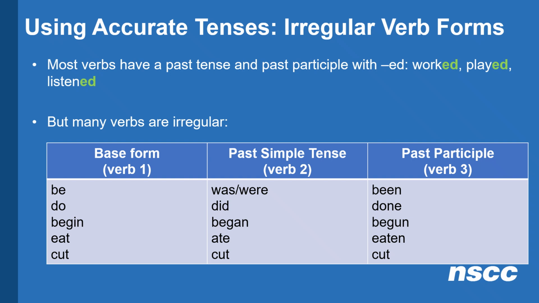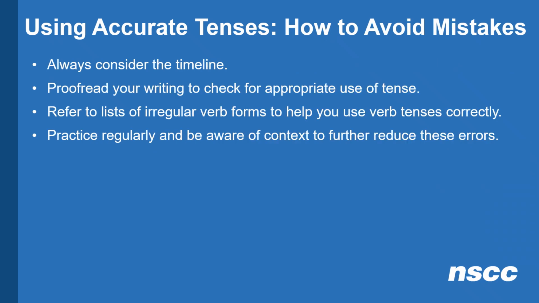Some other examples are begin, began, begun, eat, ate, eaten, cut, cut, cut. These are just a few examples of irregular verbs. Here are some tips for how to avoid mistakes with tenses. Always consider the timeline. Proofread your writing to check for appropriate use of tense. Refer to lists of irregular verb forms to help you to use verb tenses correctly. Practice regularly and be aware of context to further reduce these errors.